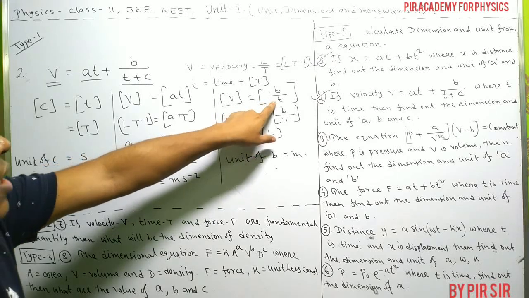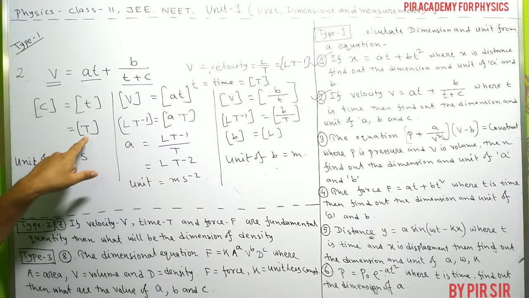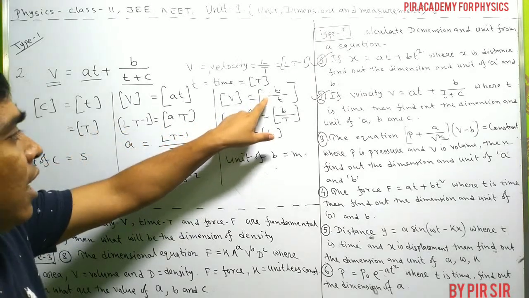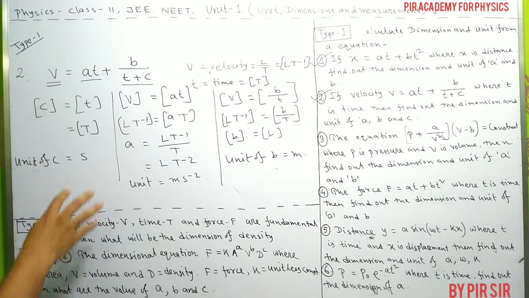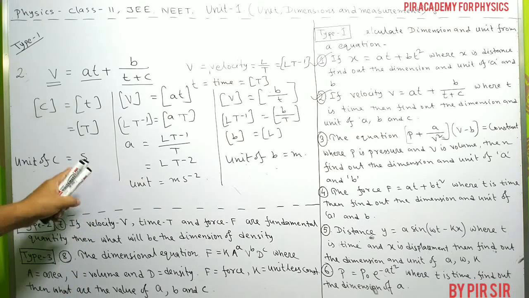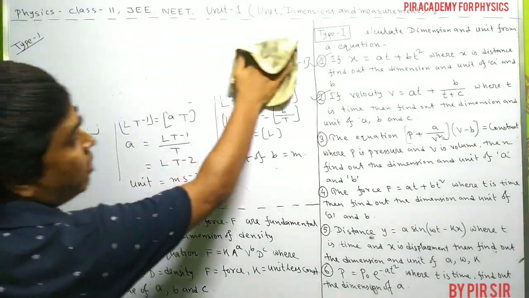T and C both have dimension T. That's why I have written that B by T. This is the second problem. Then what is the third problem?